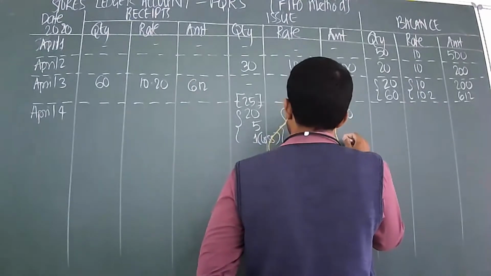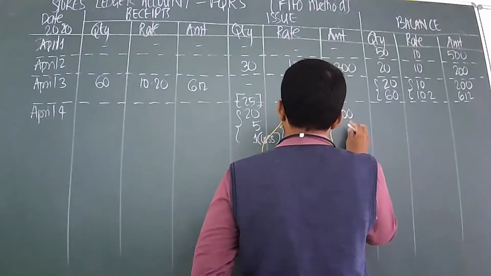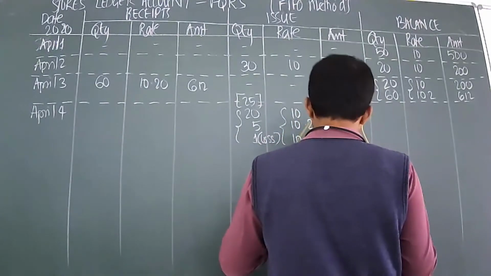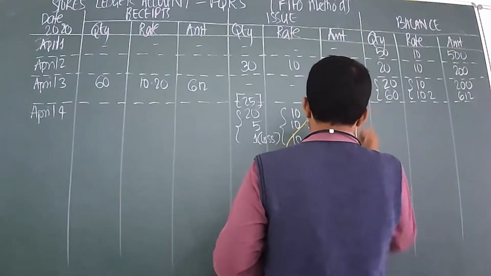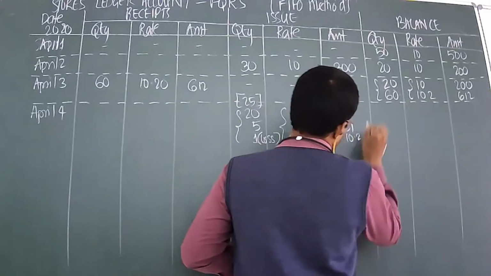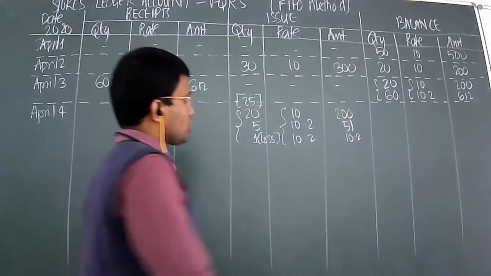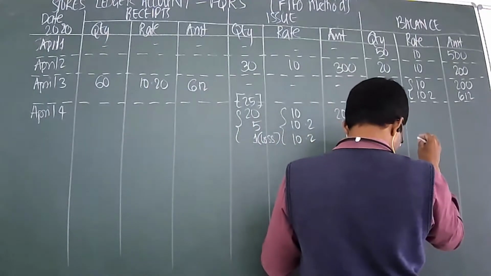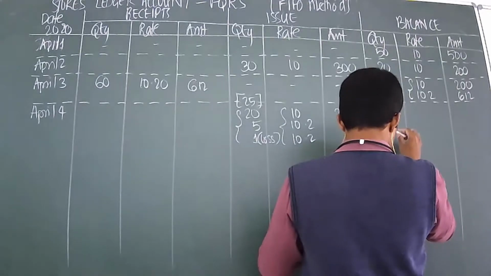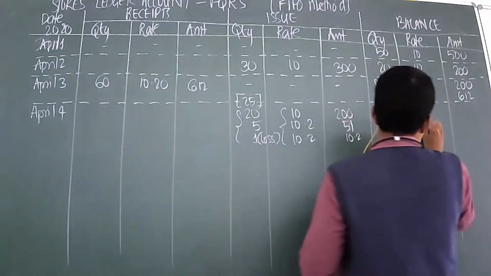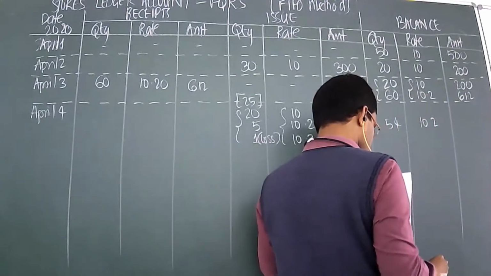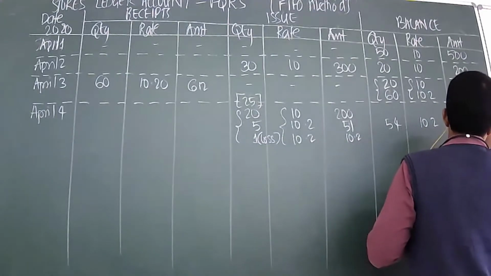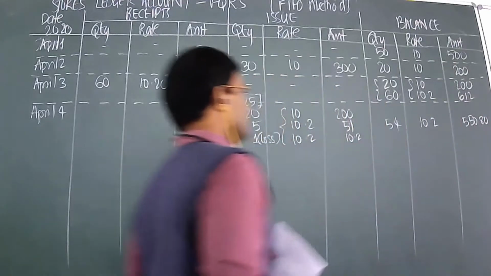Now let's work out the total. This is 10. This works out to be 200. This works out to be 11, and so this works out to be 51 and 10.2. Now let's record the balance. So out of 65 you have fulfilled here, 1 was damaged, so you're left with 54. You're left with 54. So 54, you should be recording at 10.2. When you work out the math, this works out to be 550.80.